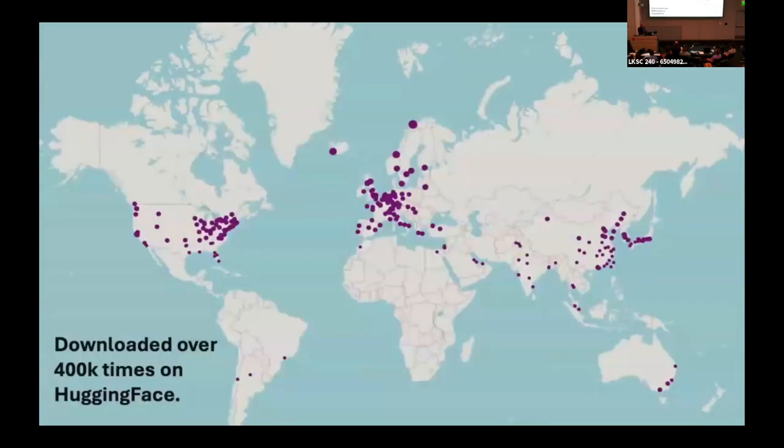These models have been extensively downloaded. We've made them publicly available, and we have over 400,000 downloads over Hugging Face. We didn't even know that many people were interested in using pathology-specific self-supervised encoders, but it's very exciting to see how the community is using them.